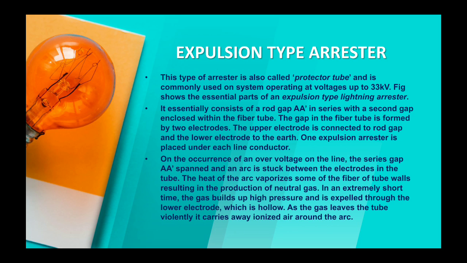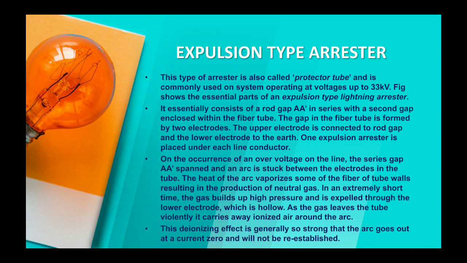So when this neutral gas is produced, it exits at high pressure through the lower electrode and carries away the ionized air around the arc. So the arc is extinguished. The deionization effect is generally so strong that the arc goes out and a current zero will not be re-established. So that is the principle of operation of the expulsion type arrestor.